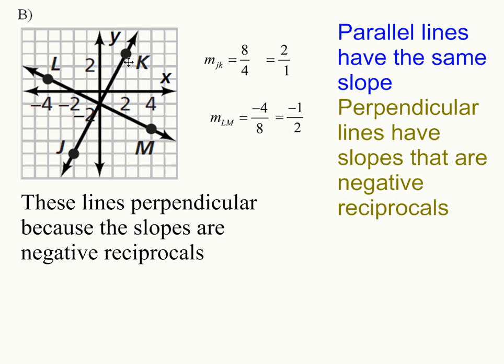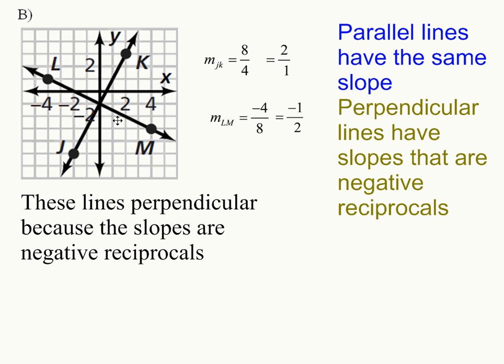So here we have two lines. We have line LM and we have line JK. So it's the same process. Find the slope of each line. The slope of line JK is a positive slope because it's going up from left to right. And so we're going to count the rise over the run. And it goes up 8 units over 4 units. And that's going to reduce to 2/1.